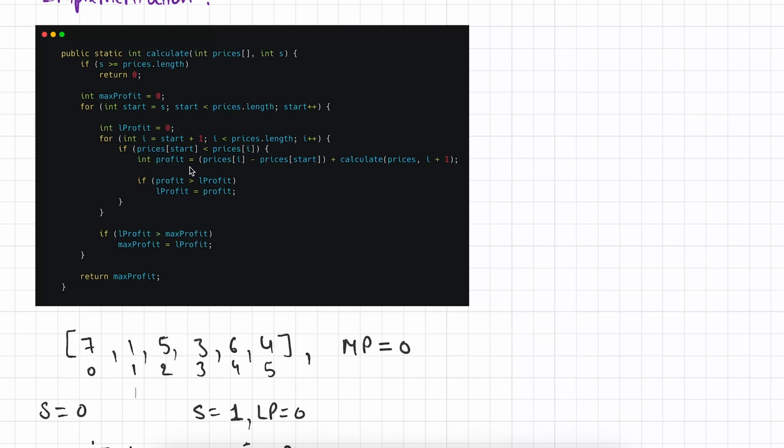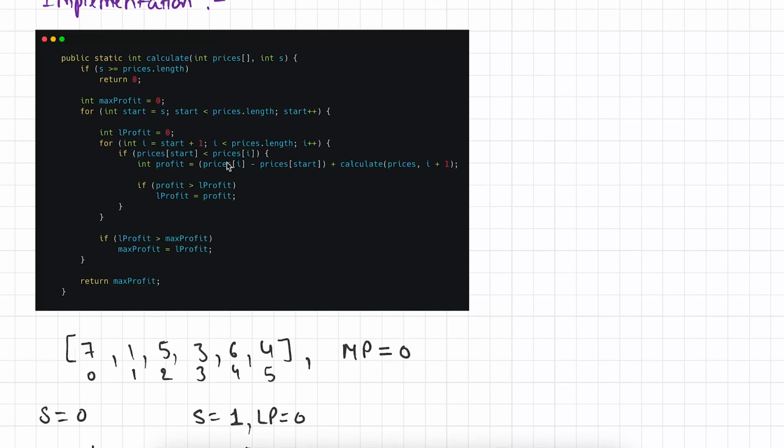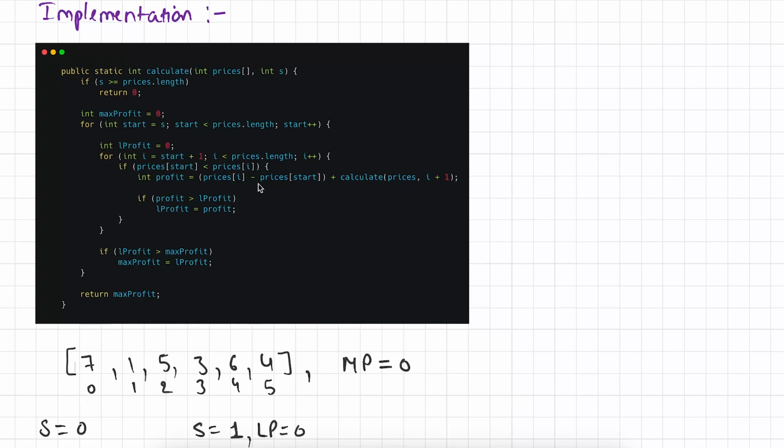Okay, and in this inner loop we are checking if price of start is less than price of i. What does it mean? It means the future price should be greater than the previous price. Then only we can sell the stock to make some profit, right? And if we find so, then what we do in this case is simply calculate the profit we make, and then we call this function recursively for the future days, okay? And it's going to follow the same process again to find the next pair, okay?